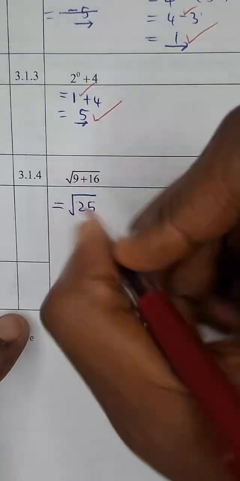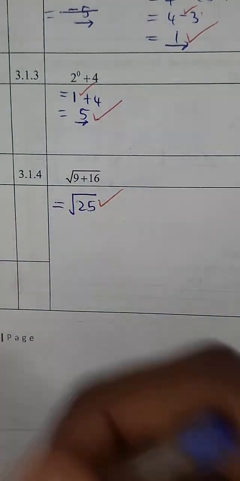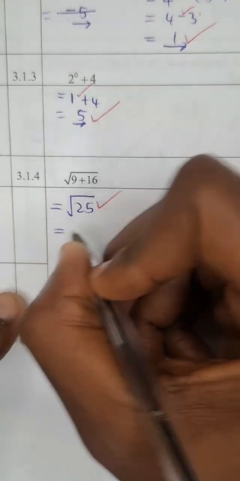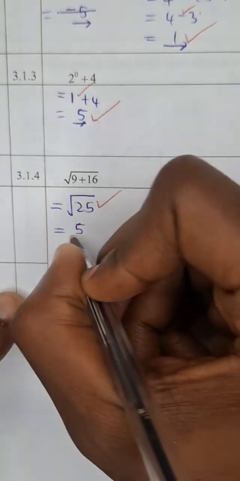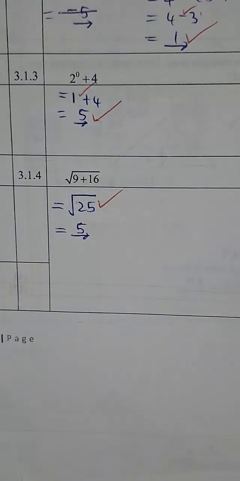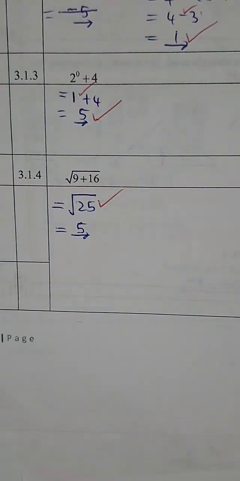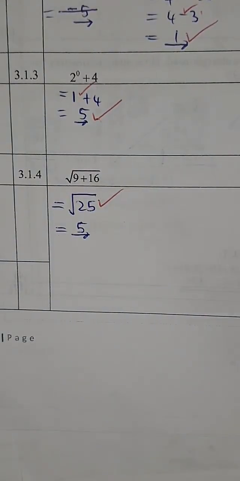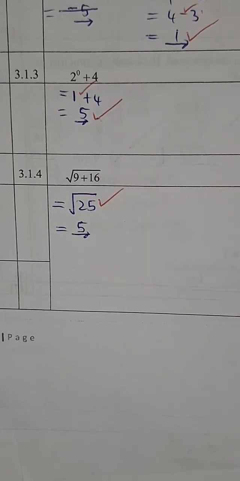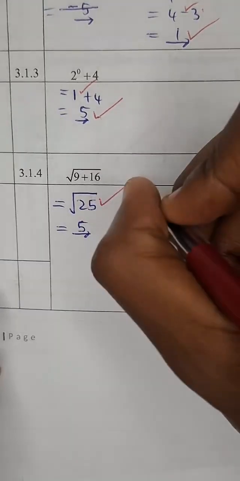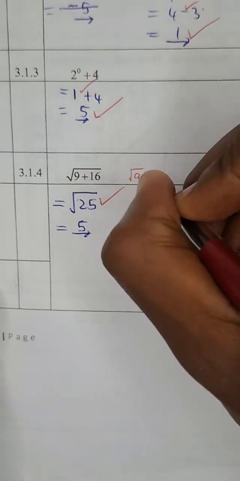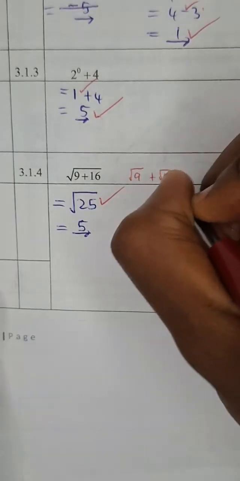That is the first mark. Then, what is the square root of 25? It is 5. Okay, does that make sense, guys? These are like terms, 9 plus 16. Okay, let us not fall into the trap of thinking we split 9 and 16.